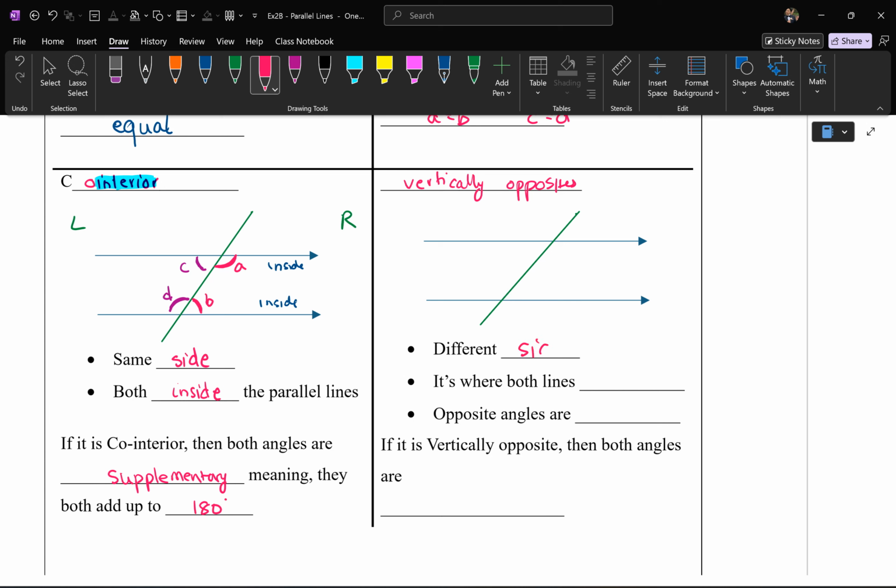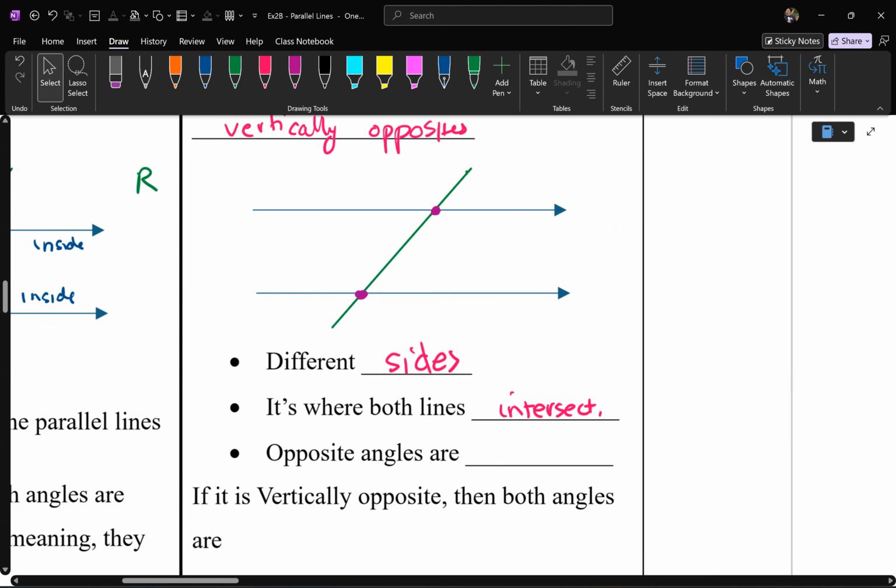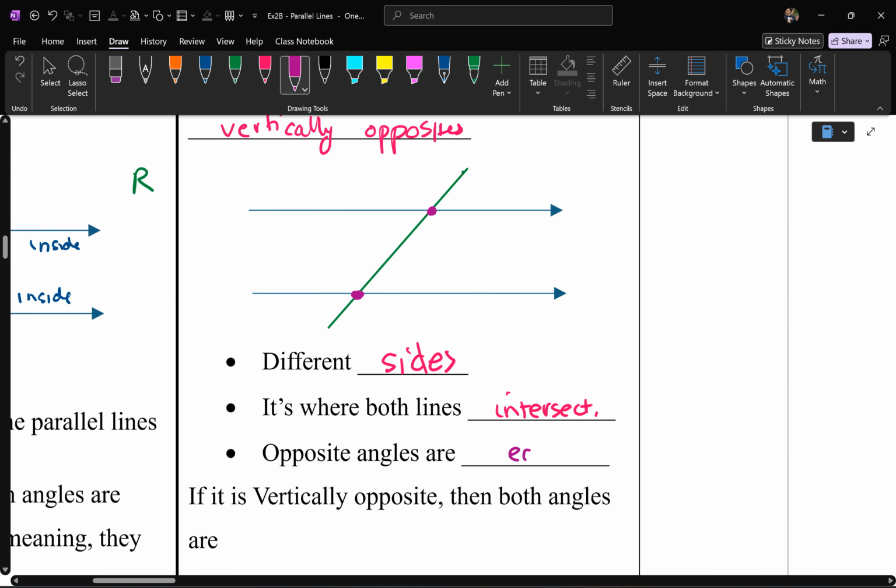So they both have to be on different sides. It's where both lines intersect. Now, can you see the two lines? They intersect twice. Where do they intersect? Once here. They intersect once there. And they also intersect another point over here. So there are two areas that are vertically opposite. So opposite angles are equal.